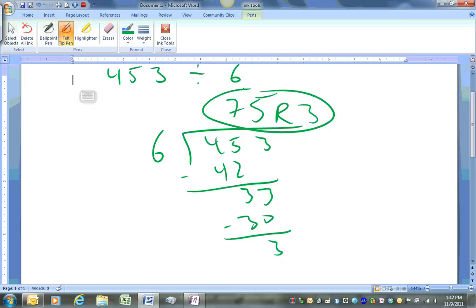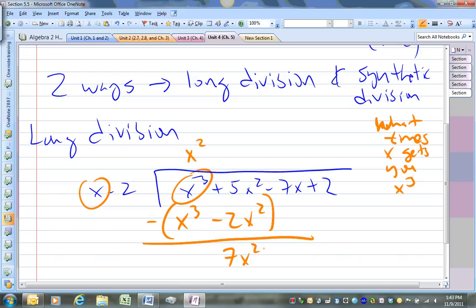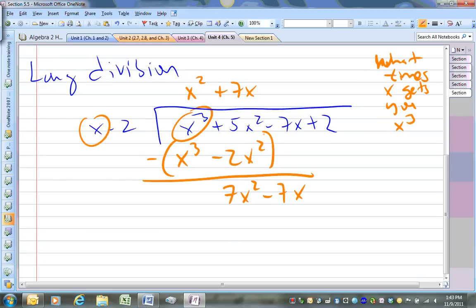Well, we're going to do the same thing for this process. So I figured x goes in x cubed, x squared times. Then multiply x minus 2 by x squared to get that. Then when I subtract, be careful. Those go away. That becomes 7x squared minus 7x. Now what times x gets me 7x squared? 7x. So you work that out. You get 7x squared minus 14x. 7x squareds go away. You get 7x plus 2.